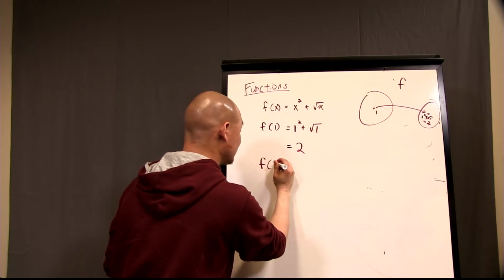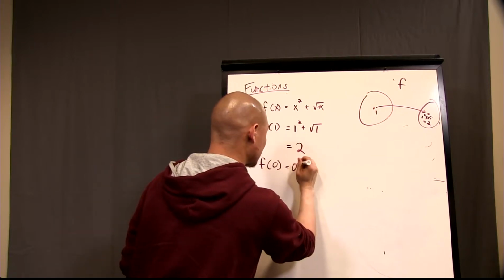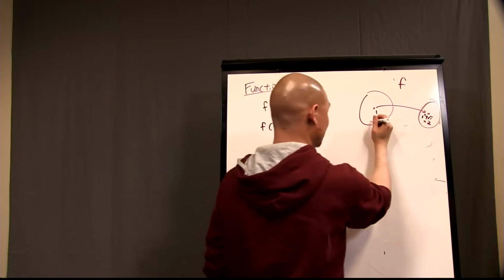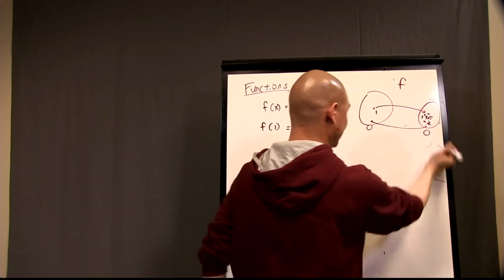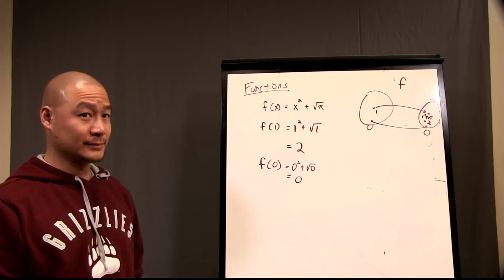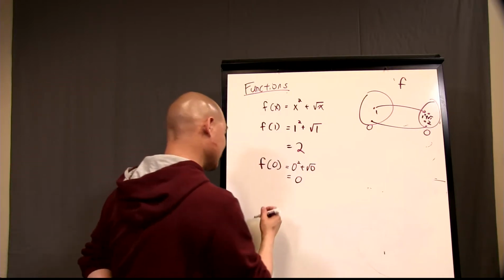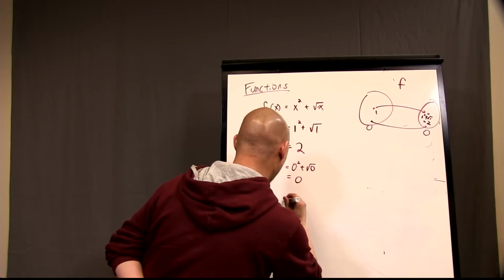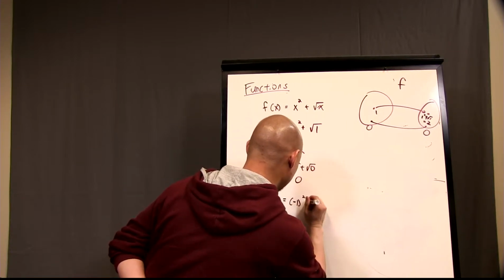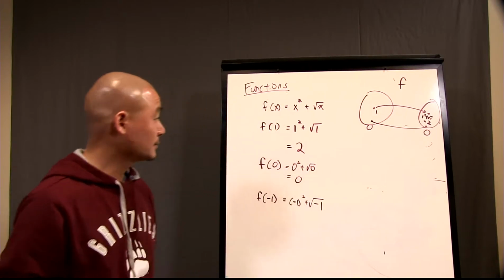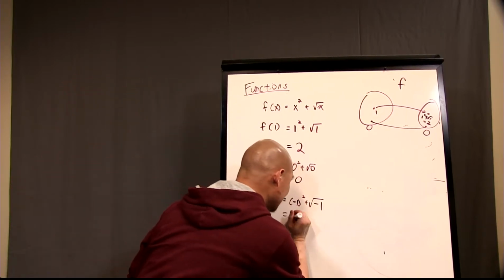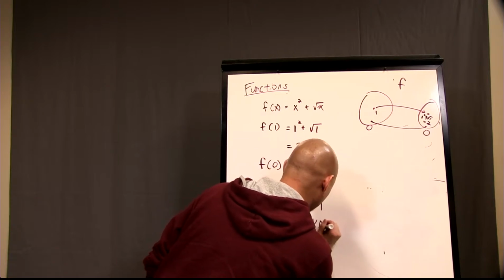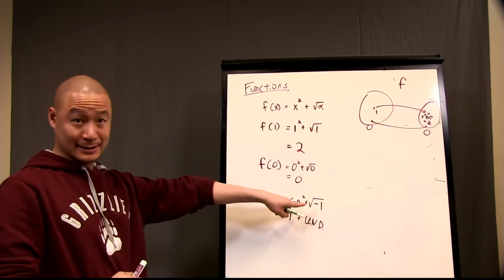So let's say, what's f of 0? Well, f of 0 will be 0 squared plus the square root of 0, which would be 0. So I take 0 here, and I send it there, and that's 0. And finally, let's try f of negative 1. Well, it would be negative 1 squared plus the square root of negative 1. Negative 1 squared is 1, but the square root of negative 1 is not defined, right? There are no real numbers that I can square that get negative 1.